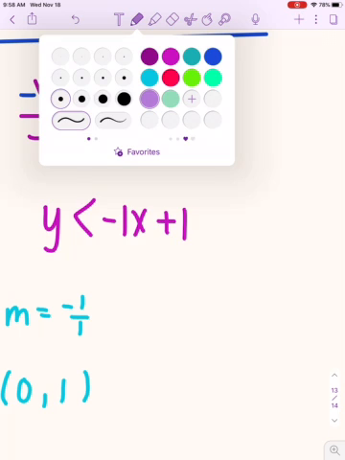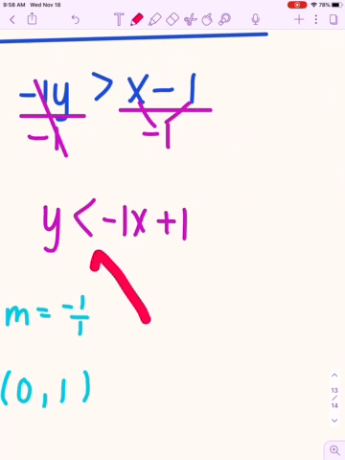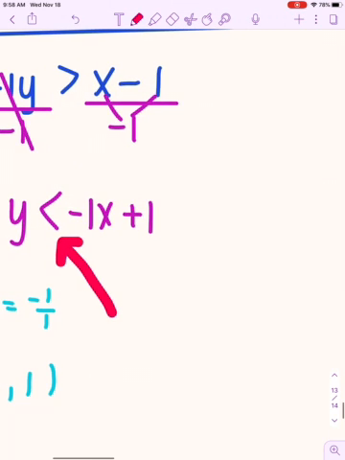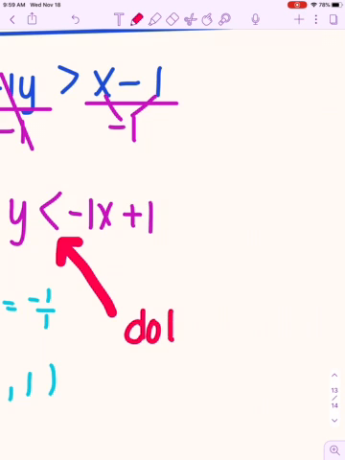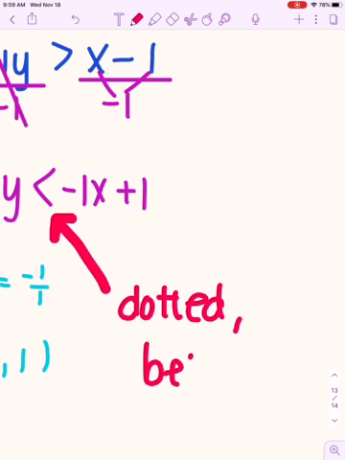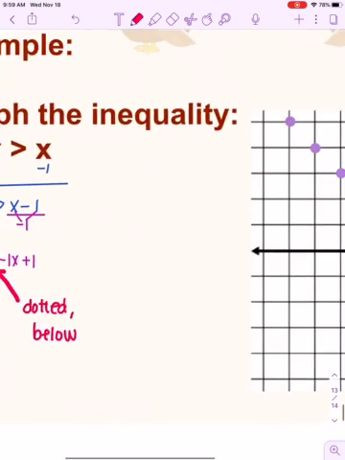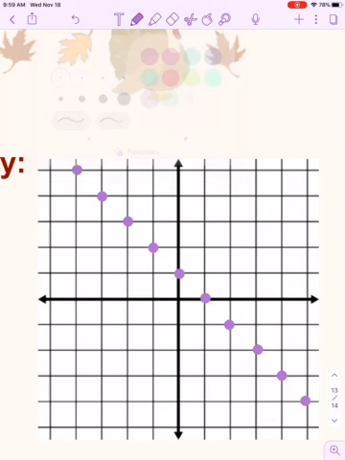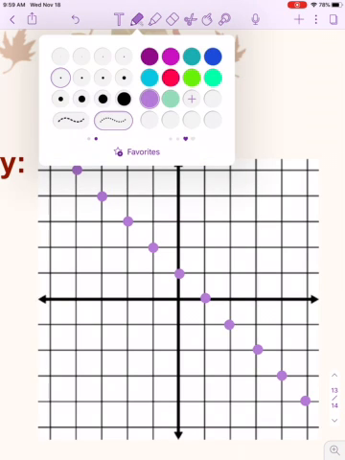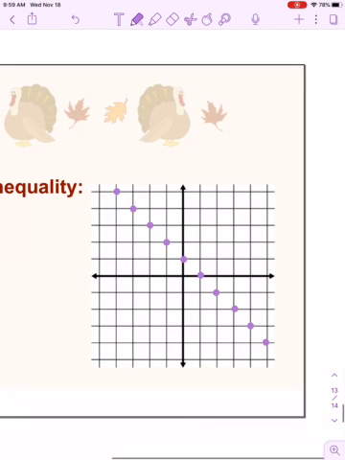Now I need to know what kind of a line I'm drawing, so I go back and I say, what does this final answer tell me? It tells me it's dotted. Dotted, and it's less than, so we are shading below. So dotted and below. So we'll pick the dotted line.